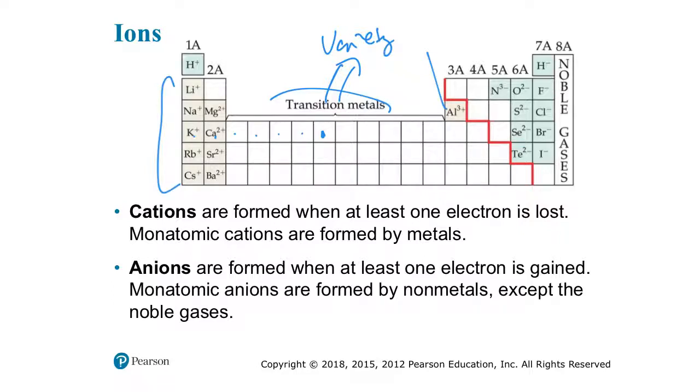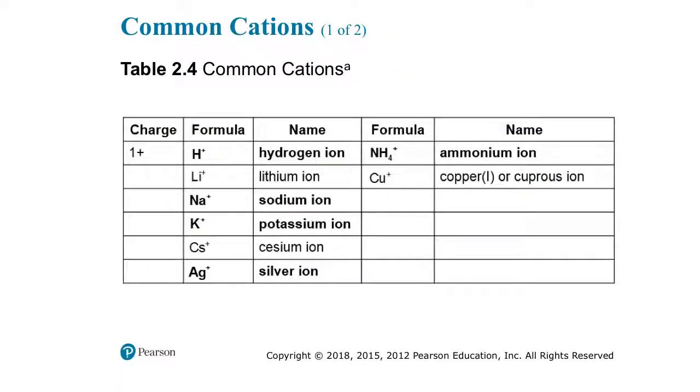But cations form by the loss of at least one electron, and anions form by the gain of at least one electron. So here are some common cations with a +1 charge. We have the H+ ion, lithium, sodium, potassium. Notice that it just takes the metal name followed by ion. So cesium ion is Cs+, silver. Turns out that it forms only the +1 charged ion.